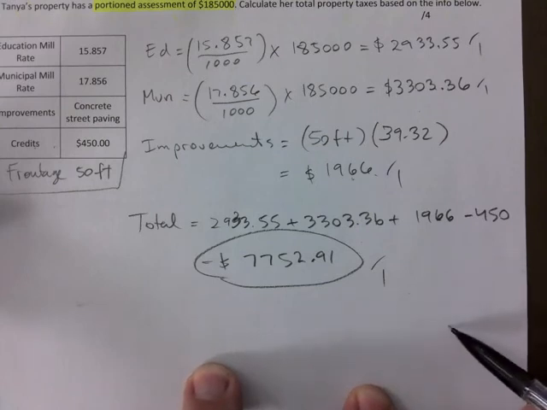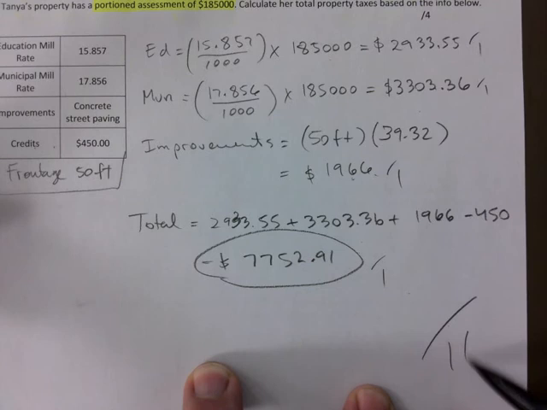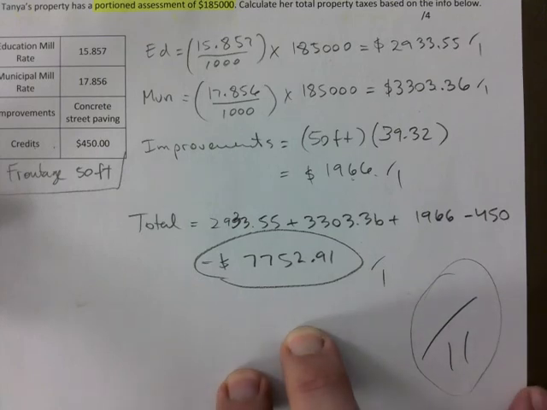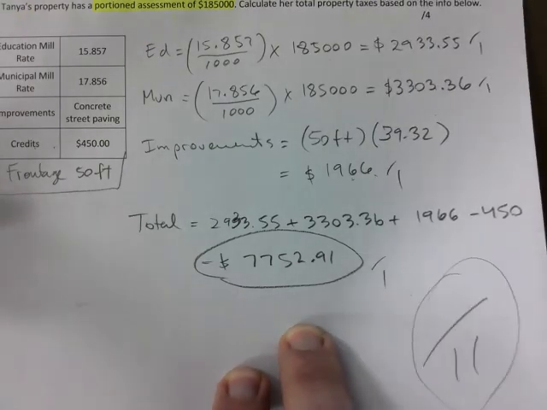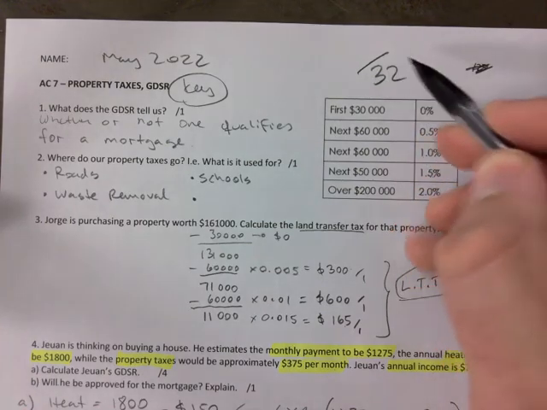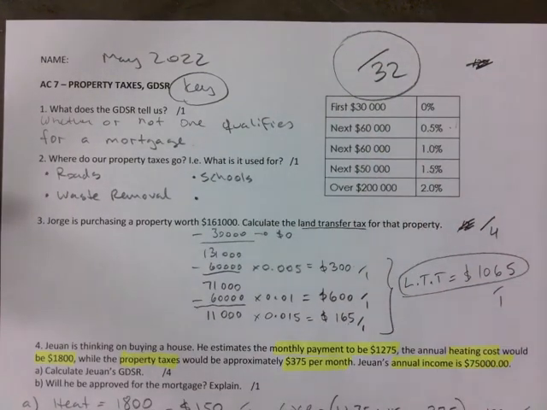So 4 and 5 is 9 and 2 is 11. Okay, so this page is worth 11 in total. We have 4 marks for property tax. And add it up. So 11 and what was the front page? 21? Yeah, so 32 total. 32, yeah. And get your booklets out, okay?